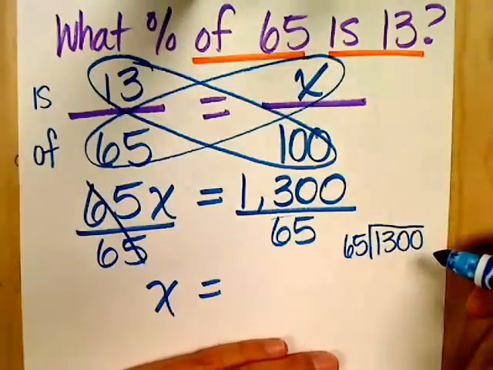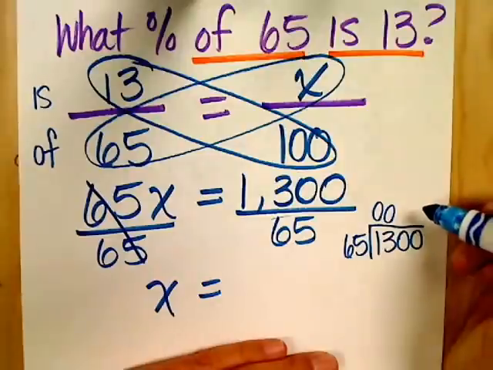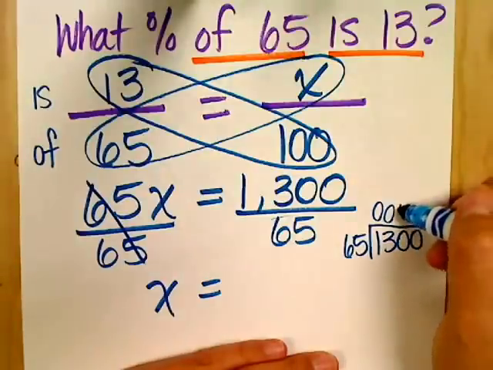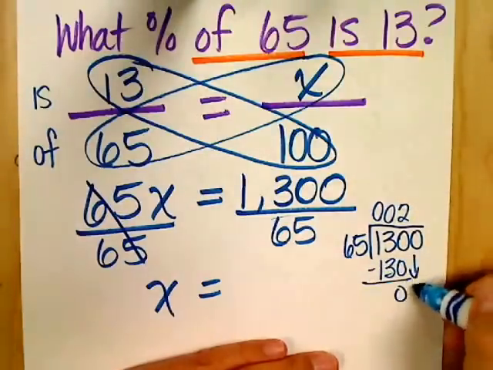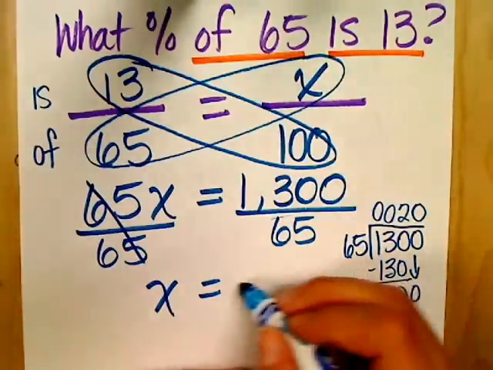1,300 divided by 65. 65 doesn't go into 1. It doesn't go into 13. But how many times does 65 go into 130? Twice, which is 130. 65 into 0? 0. So 20 times.